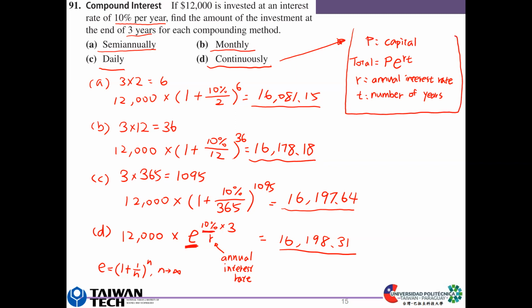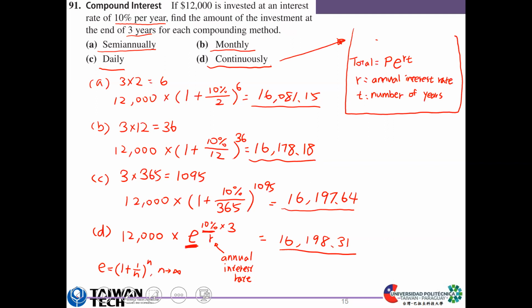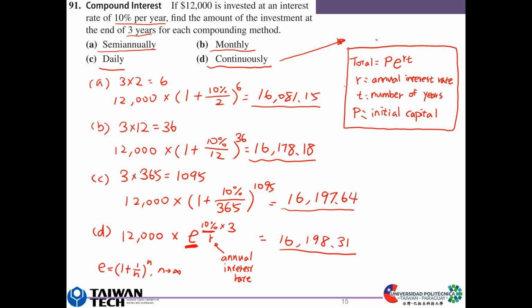And let me put this P on the bottom, so you have the formula on the very top. Then you won't be confused. So I may erase this. P is the initial capital. Okay, this is P e to the power of RT.